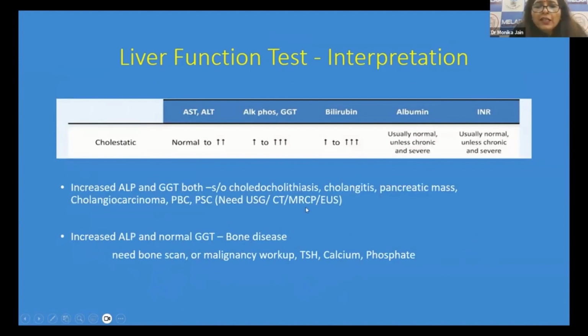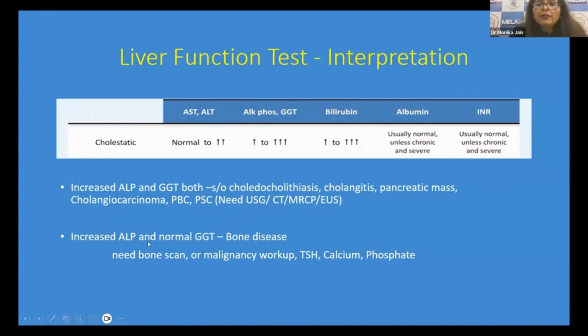Coming to cholestatic injury, AST, ALT is increased, alkaline phosphatase is disproportionately increased, bilirubin may be normal or increased. Normally, albumin and INR are normal until the disease is very chronic and severe. So if ALP and gamma GT both are increased, look for biliary pathology like choledocholithiasis, cholangitis, pancreatic mass or cholangiocarcinoma, or an intrahepatic problem like PBC or primary sclerosing cholangitis. So they should be suspected. And to confirm this, we can get an ultrasound, CT, MRCP, or endoscopic ultrasound to clear the problem.